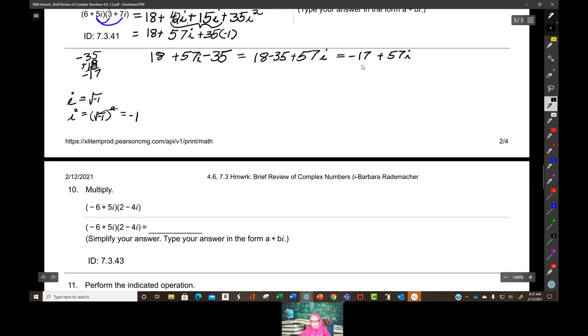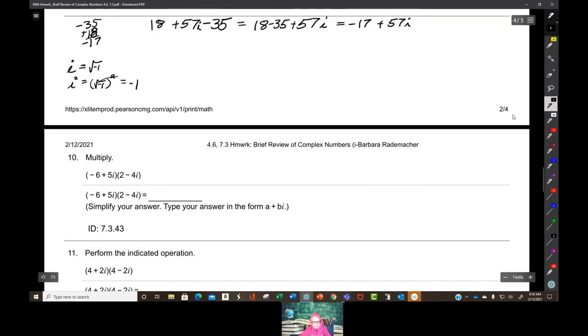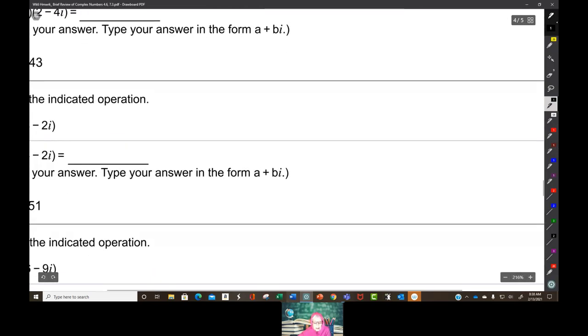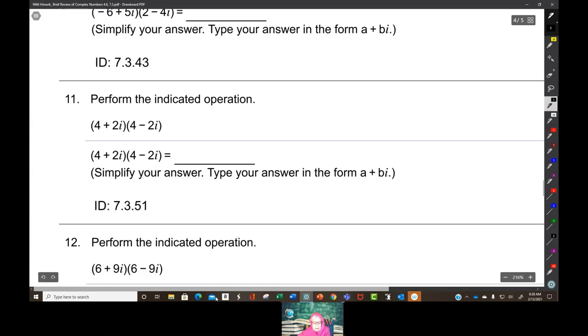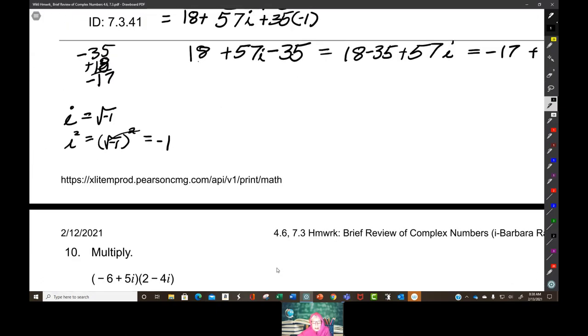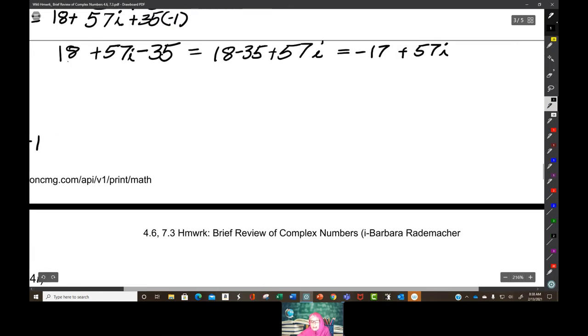All right, now we're going to do this again. Here we go. Now I am going to make this bigger. I think I missed something. Does the answer just stay negative 17 plus 57i? Correct, yes.